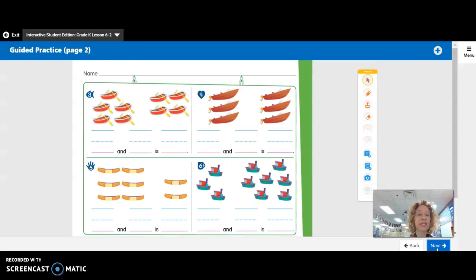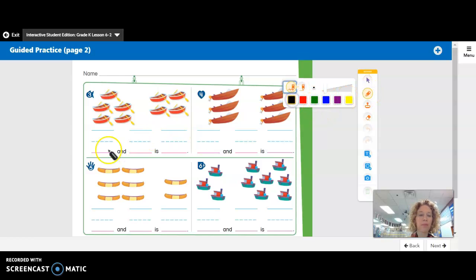All right, we're doing the same thing, boys and girls. Notice that there's 2 groups of boats in each spot. So we're going to look at the 2 groups and then we're going to add them all together. Okay, so first we see how many rowboats? 1, 2, 3, 4, 5. We see 5.